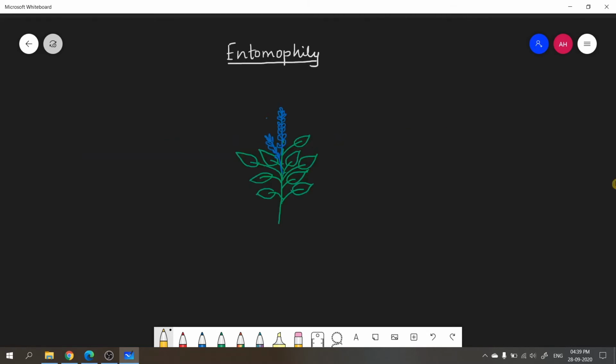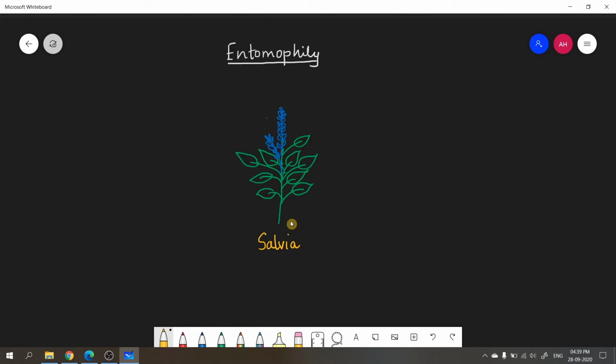We will now talk about the characteristics of entomophilous flowers. We all know that entomophily is a type of pollination that is carried out by insects. And the plant that I have shown over here is salvia. I'll write down that here. Let us now understand what are the characteristics or adaptations shown by this flower.